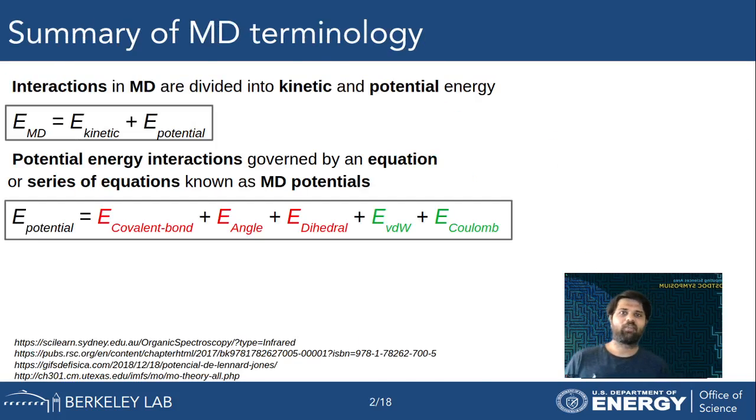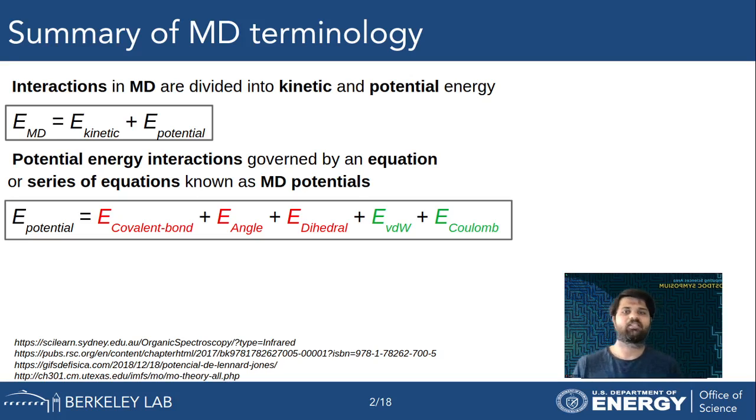Before we move on with the talk, I just want to give a brief summary about the terminology used for MD or molecular dynamics simulations. At its simplest terms, molecular dynamics interactions can be broken down into kinetic and potential energy terms. As the name suggests, the kinetic energy terms are just that. They're calculated from the mass and the velocity of the atoms that are being simulated in the system.